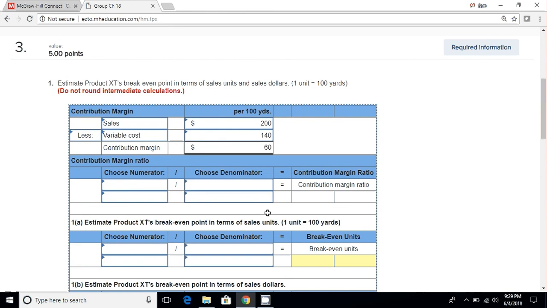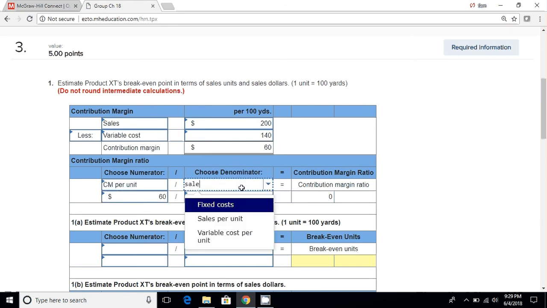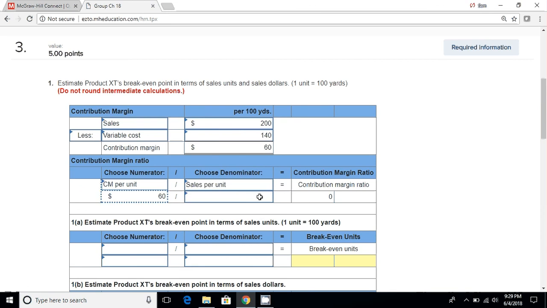So now it says, okay, well, what's the contribution margin ratio? If you don't remember, we take the contribution margin per unit, right? We know what that is, that's 60, and we divide it by the sales per unit. And we know that that's 200. It's right there in the chart above it. So the contribution margin divided by sales gives us our contribution margin ratio.